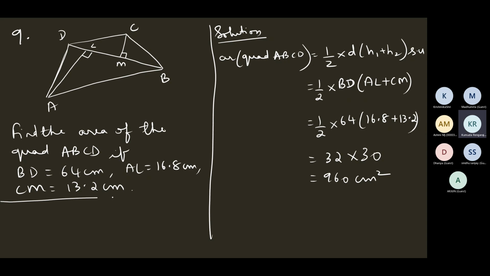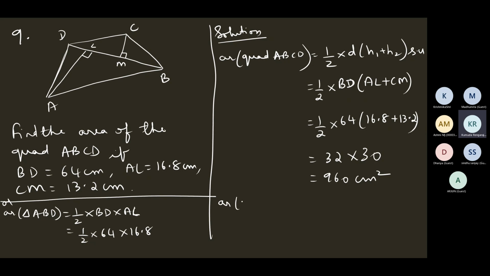You can also find it like this. You can find the area of triangle ABD. What's the area of triangle ABD? Half base into height. Half base is BD, into height AL. The altitude on BD is AL. So half into BD, which is 64, into AL, which is 16.8. Then you must find the area of triangle BCD. How? Half into base BD into height CM. So half into 64 into height CM, which is not 16.8, but 13.2. And add both.